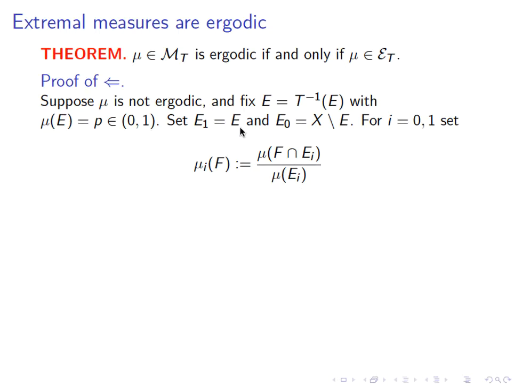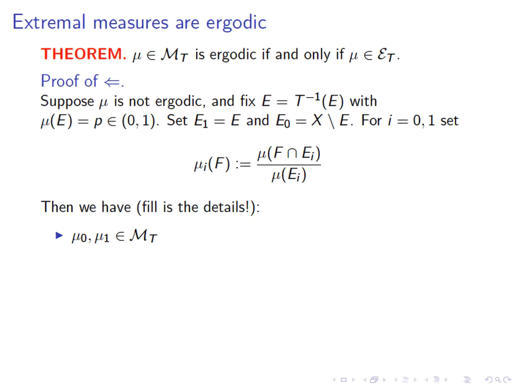It'll be convenient to call E E1 and the complement of E E0, because both of them play a kind of symmetric role in this game. So note that the measure of E0 is of course 1 minus P, again neither 0 nor 1. We will define two new measures called mu0 and mu1. Mu0 of a measurable set F is the measure of F intersect E0, normalized by dividing by the measure of E0. And similarly for i equals 1.